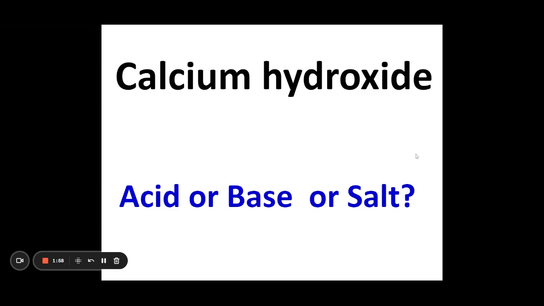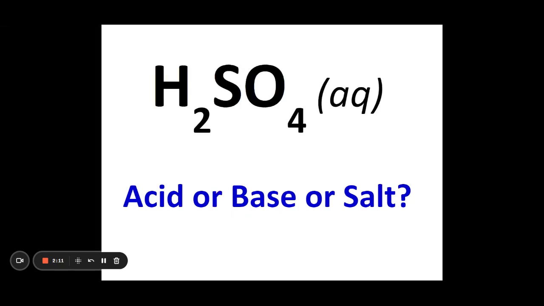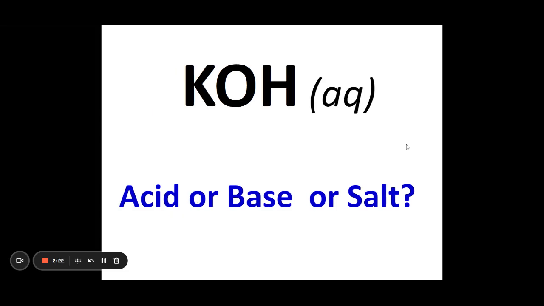Calcium hydroxide. Oh, you got to figure out the formula. Oh, the formula is Ca(OH)2. Ca(OH)2, it's a base. It's on table L with all the other bases. H2SO4 aq. Okay, look on table K, look on table L. Okay. H2SO4 is sulfuric acid. It is on table K with all the other acids. KOH, acid, base, or salt? It's a base. It's on table L. A lot of those things on table L have a metal attached to OH. So metal attached to OH is often a base.